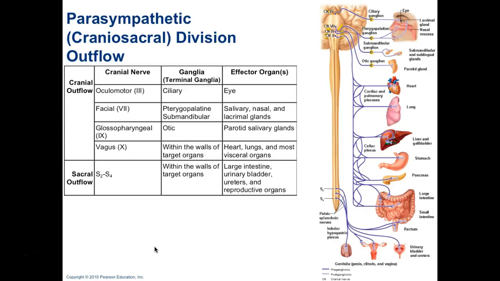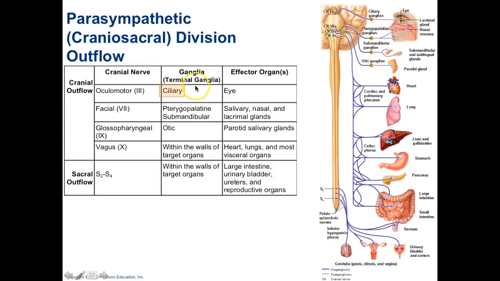Okay, now here's some of those ganglia that I mentioned, like the ciliary ganglia in our parasympathetic nervous system. These are kind of the outflows of how certain organs are controlled. So I'm just going to talk about one of them here. We'll talk about the rest in class.